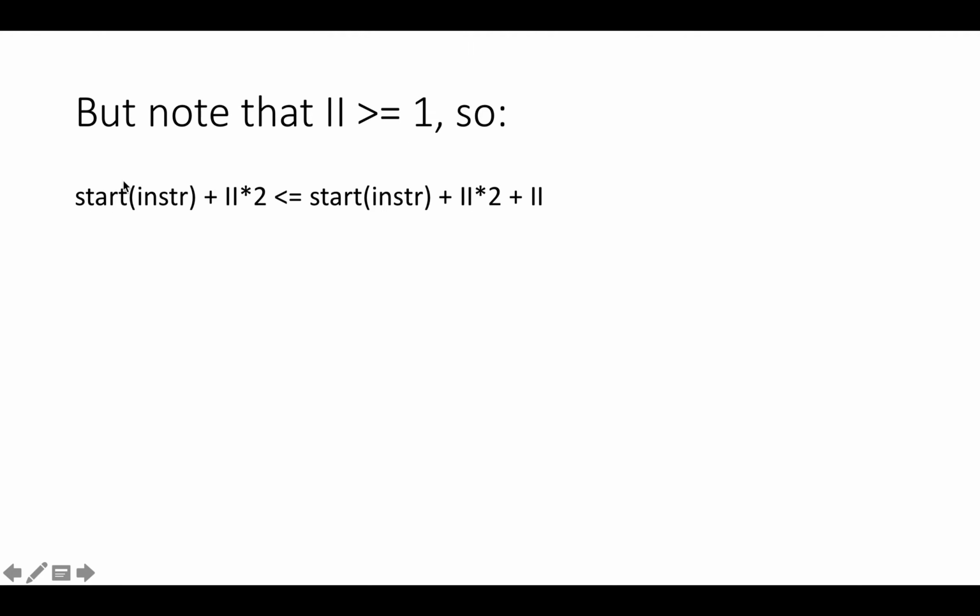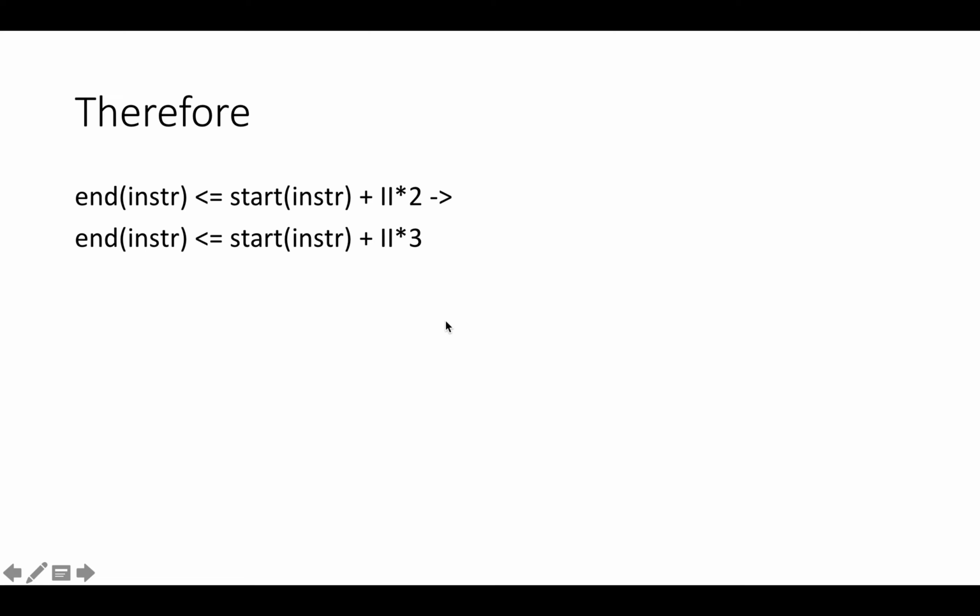So if the start time of the instruction plus the initiation interval times 2 is less than or equal to the start time of the instruction plus I times 2, plus the initiation interval, right? We can't reduce this value by adding a positive number to it. Which means that the start of the instruction plus I times 2 is less than or equal to the start of the instruction plus I times 3. In fact, we could change this to be strict because it's greater than or equal to 1, not greater than or equal to 0.